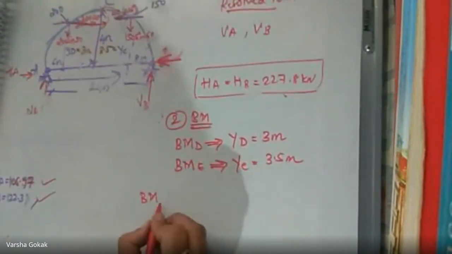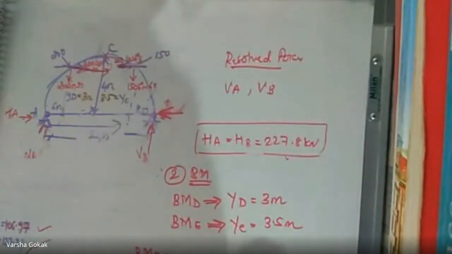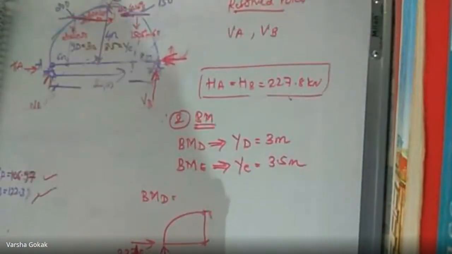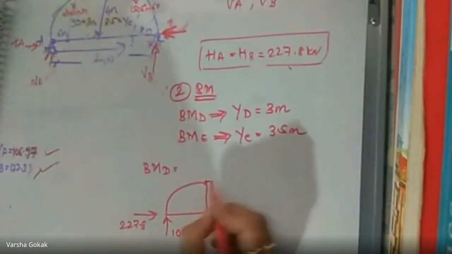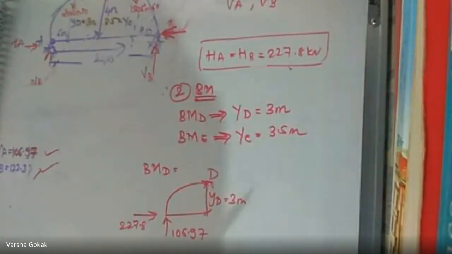So directly, let us now write the bending moment equation. Bending moment at D, let us first find. It is going to be this part. Here I have 200 at D only, and the moment at that point is 0 only. This will not come into the picture. So you will have only this distance, VA, that is 106.97, and you will have 227.8 as HA. If the diagram is not visible, you should tell me. And the YD value is 3 meters. I want to find the bending moment at D.